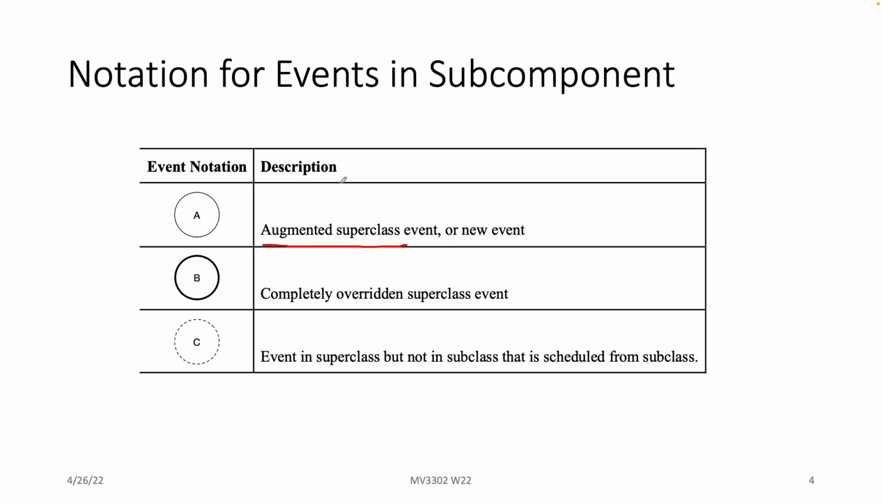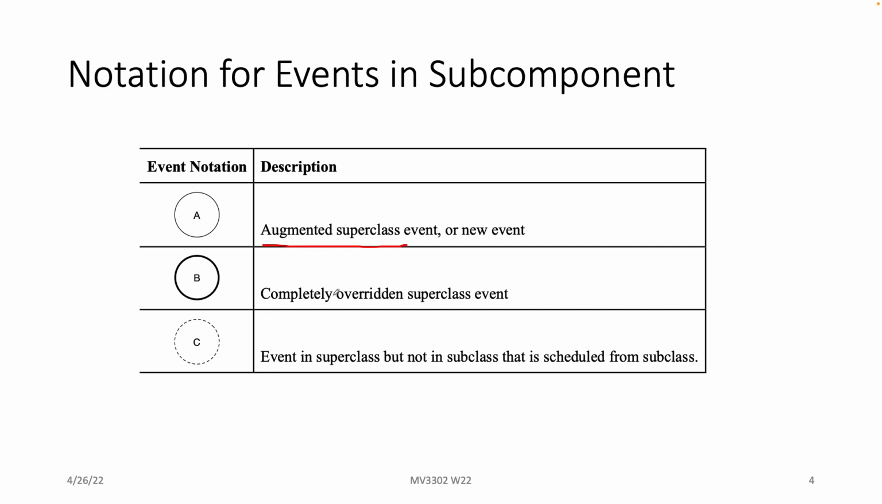Now, we will see some examples of this where we actually want to completely override the superclass event. In other words, we don't want to have anything to do with the superclass event in that particular case. We want to override that, and so we'll denote that with a heavy circle, and that will mean that whatever's happening in the super component is not going to happen. We're going to do something else instead.